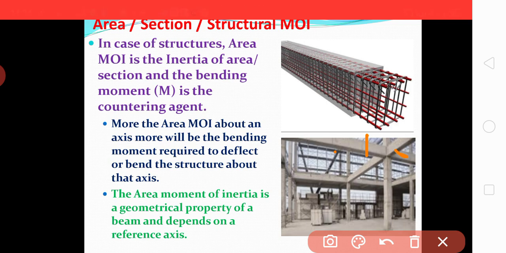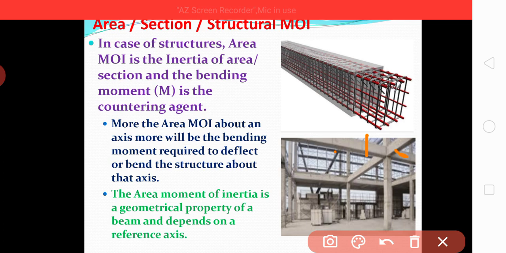In case of structure, area moment of inertia is the inertia of the area section, and bending moment M is the countering agent. The more the area moment of inertia about an axis, the more bending moment is required to deflect or bend the structure about that axis. The area moment of inertia is the geometrical property of a beam, and it depends on a reference axis about which it is to be measured.